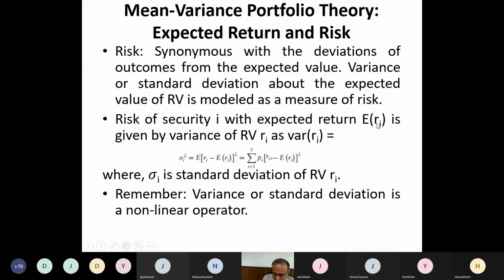So we have calculated this E(Ri), but the actual return may deviate from it. So there is a risk associated with it, and it is defined by the variance or standard deviation. Variance is always denoted by sigma squared, and its square root, sigma, is the standard deviation. So remember, sigma is the symbol for standard deviation, and sigma squared is the variance.